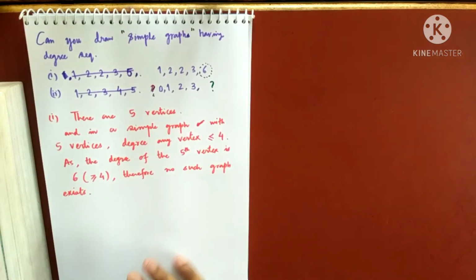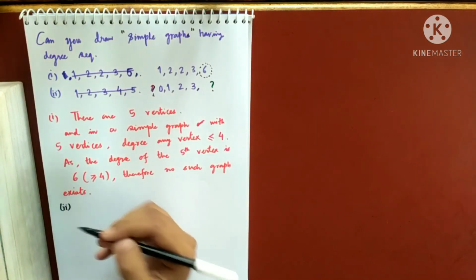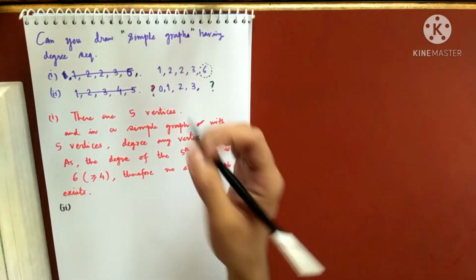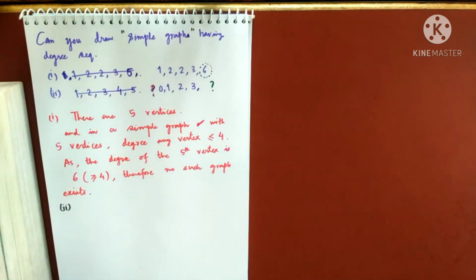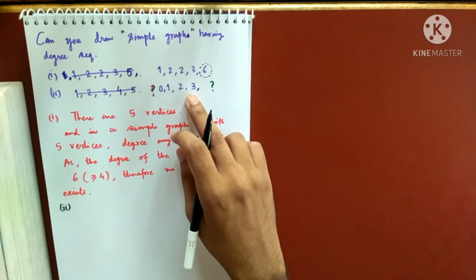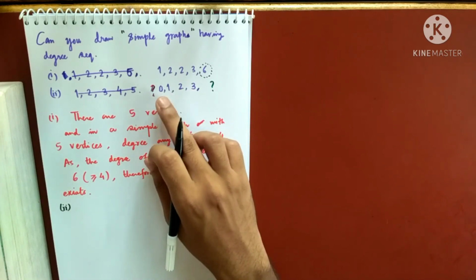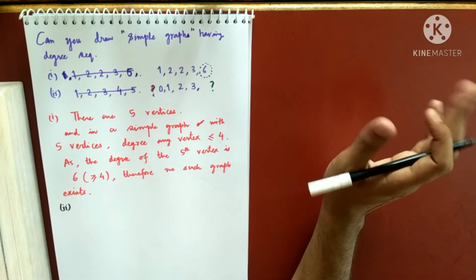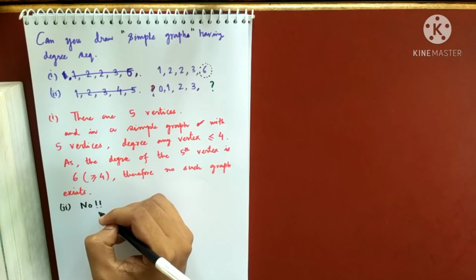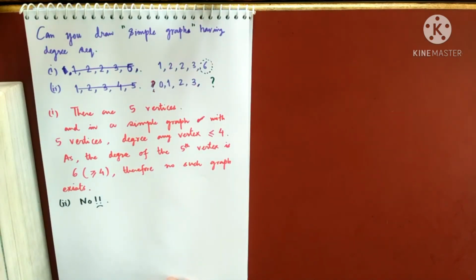Now, what about number 2? Can you draw a simple graph having the degree sequence 0, 1, 2, 3? First of all, you check the sum. The sum is coming even, very good. Next, the degree of every vertex should be less than or equal to 3, because how many vertices are there? 1, 2, 3, 4. So by the previous thing that I saw, the degree of every vertex is less than or equal to 3. But still the answer is no. And that is very sad for us, because all the conditions are satisfied.